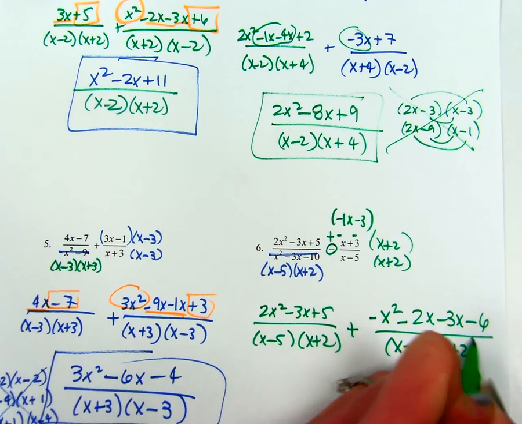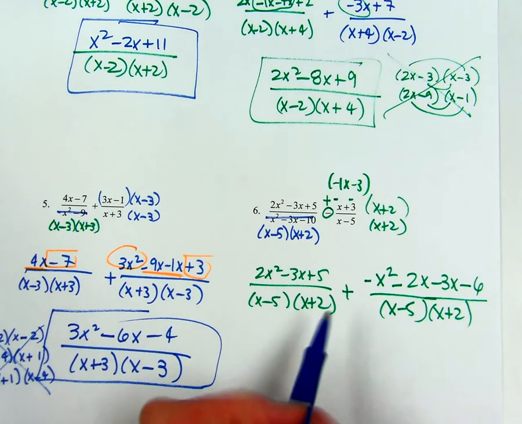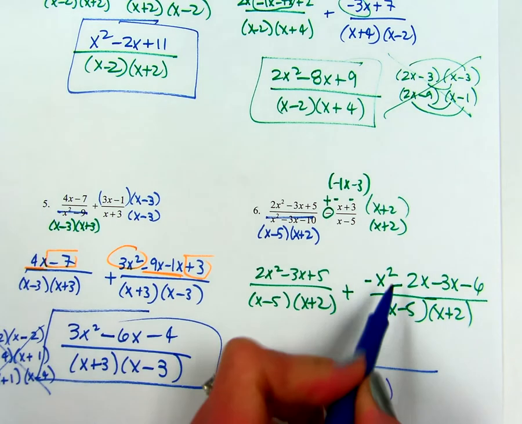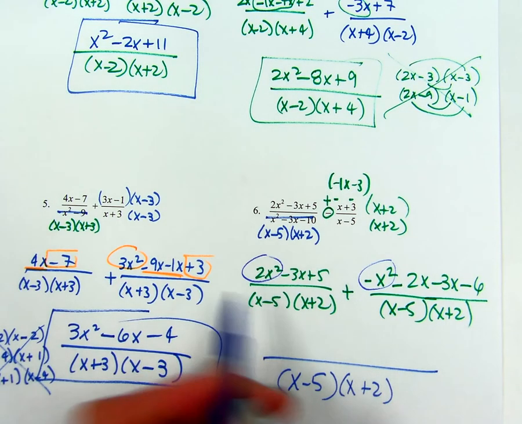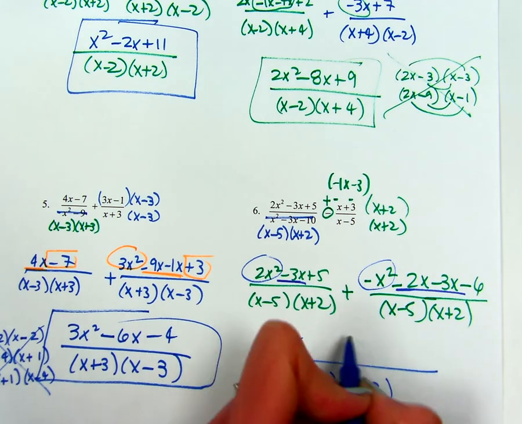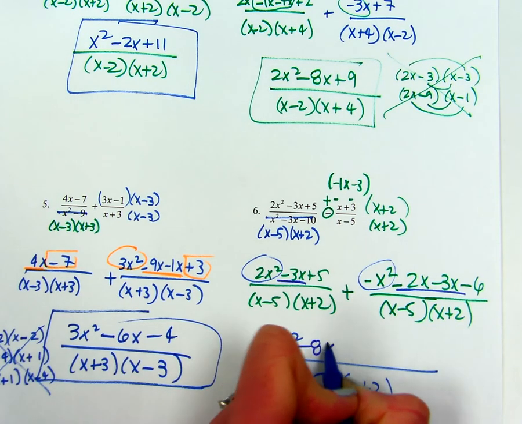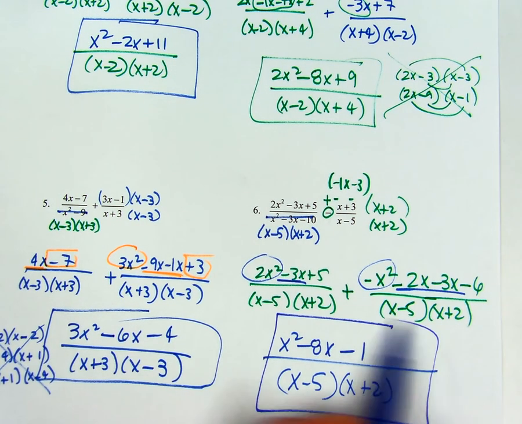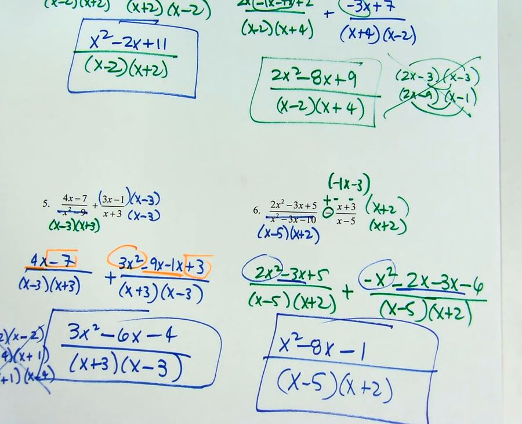All right, now we have the same denominators, so we're going to add those together and make it into one fraction. And I'm going to look for common terms. So we have x squared. We have negative 3 minus 5, that's negative 8x, and minus 1. And then the numerator does not factor, so we can't simplify. And we're all done.